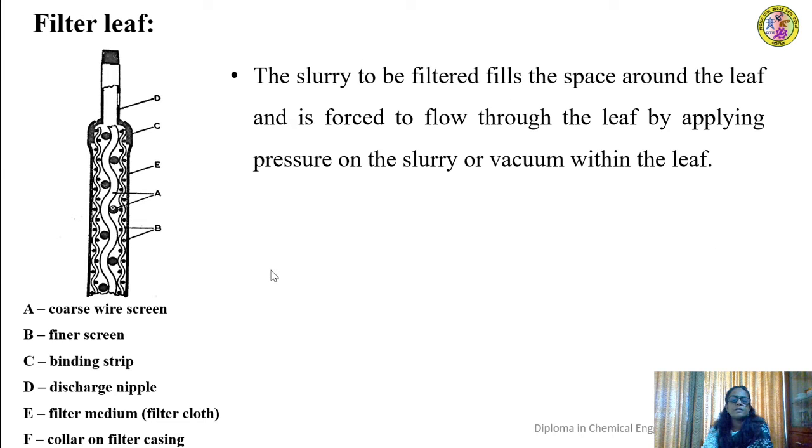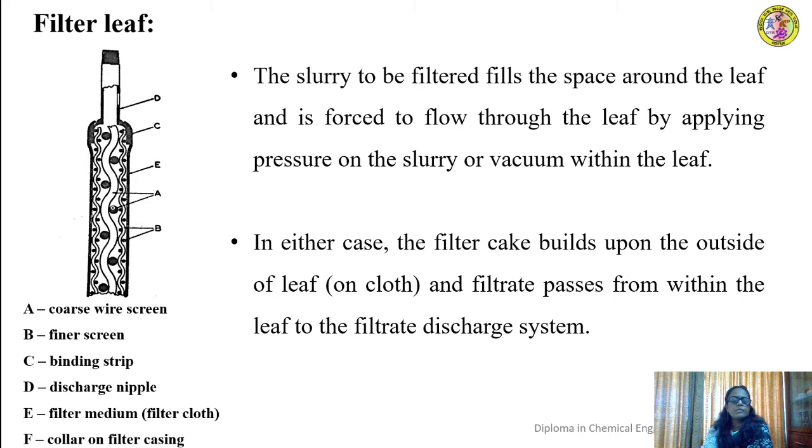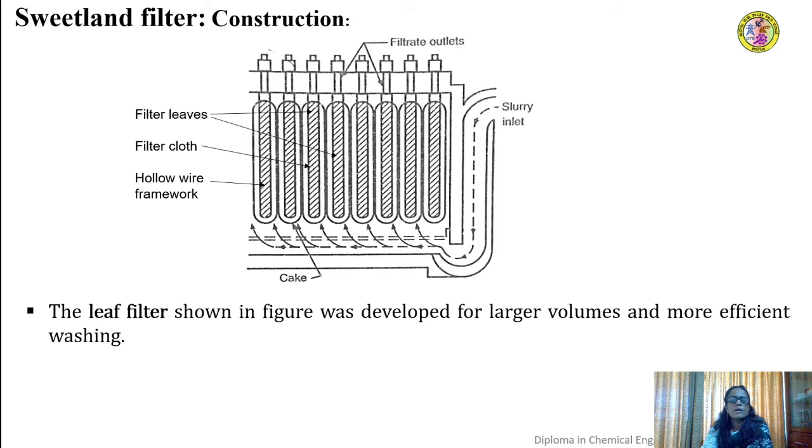The slurry to be filtered fills the space around the leaf and is forced to flow through the leaf by applying pressure. So in both the cases, that is how we can get the filtration done using a single filter leaf. We can just immerse the leaf inside a slurry and apply vacuum from inside so that the filtrate can be sucked through the filter leaf, leaving behind a deposition of solid on the outside surface of the leaf, creating a thickness.